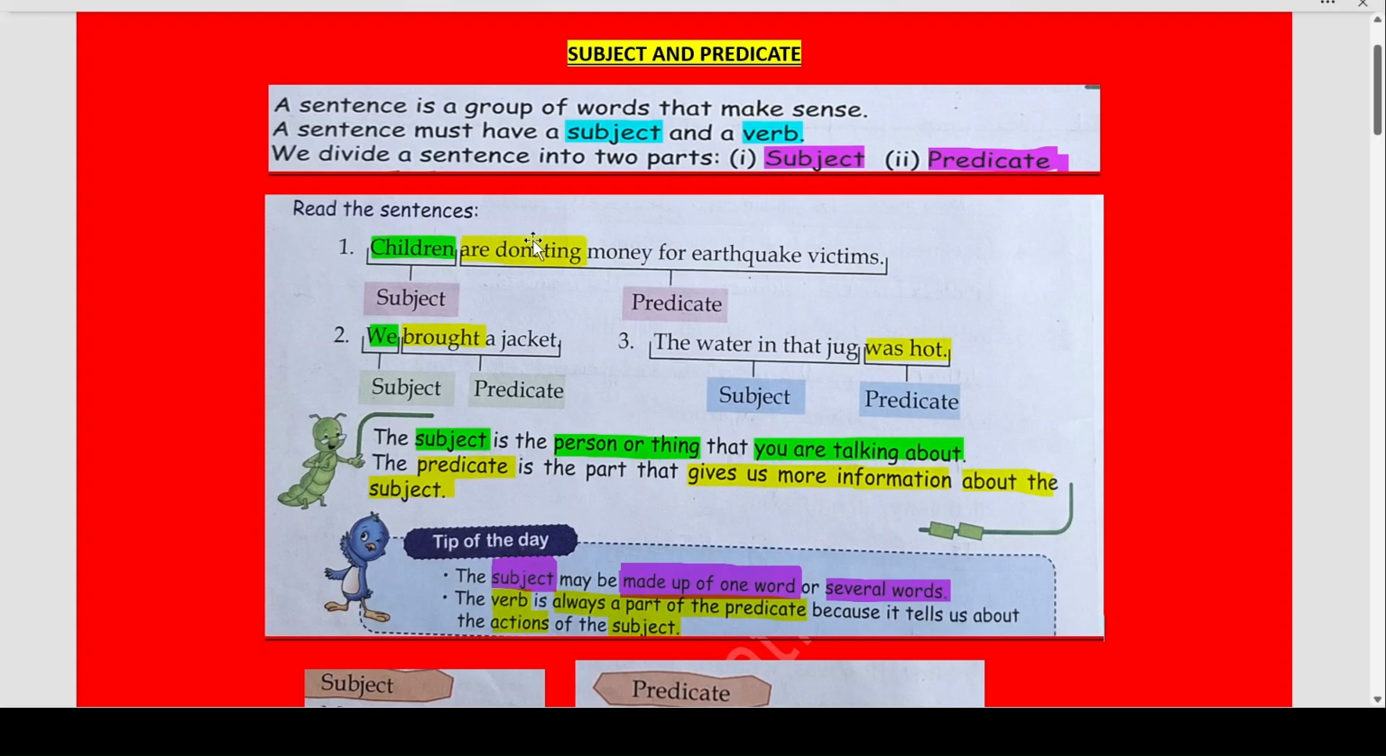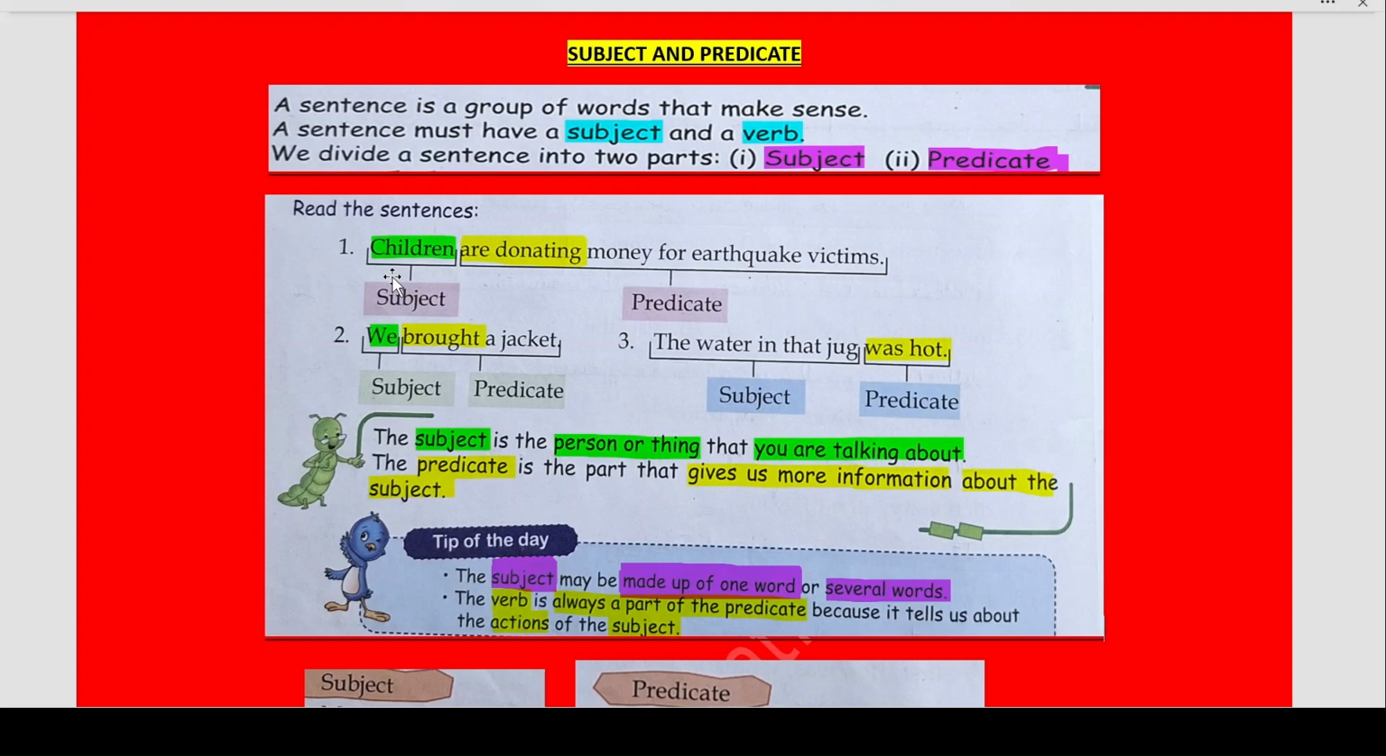Now, read these sentences for better understanding. First, children are donating money for earthquake victims. Now, in this statement, students, first you will question what is the subject, about whom are we talking about. Here, your subject is children. Okay, now next, we will try and understand what that subject is doing. That will determine the predicate part of the sentence.